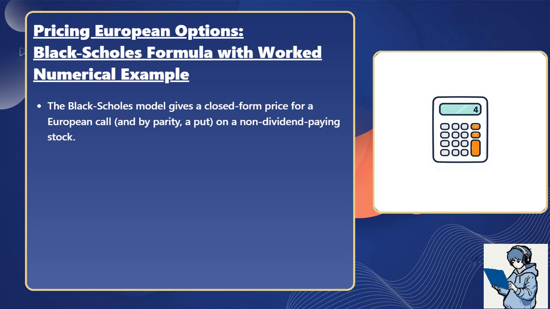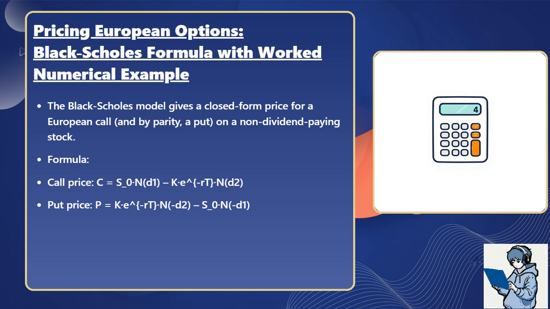The Black-Scholes model gives a closed-form price for a European call, and by parity a put, on a non-dividend-paying stock. Formula: call price C equals S0 times N of d1 minus K times e to the minus rT times N of d2. Put price P equals K times e to the minus rT times N of negative d2 minus S0 times N of negative d1.